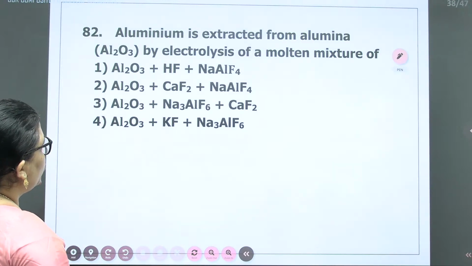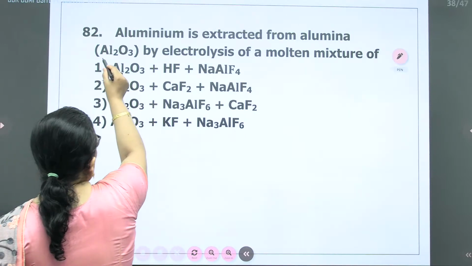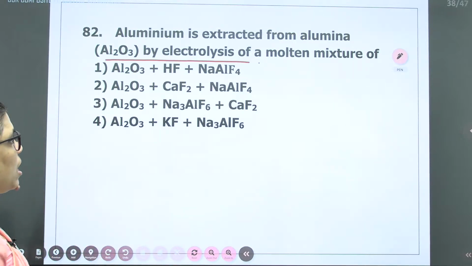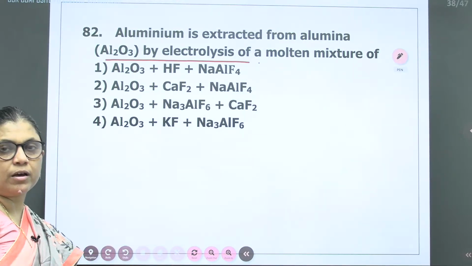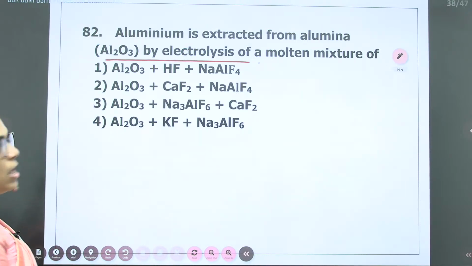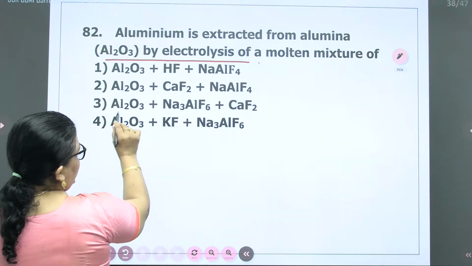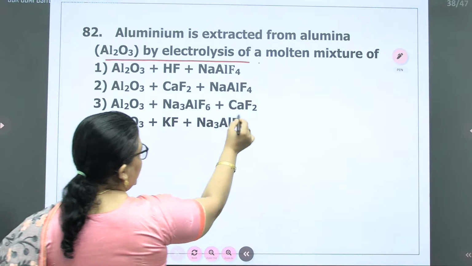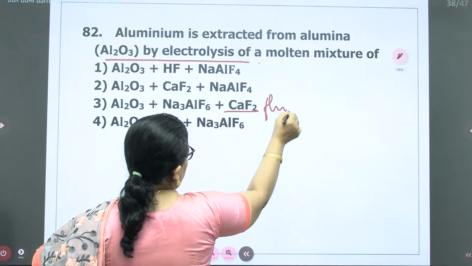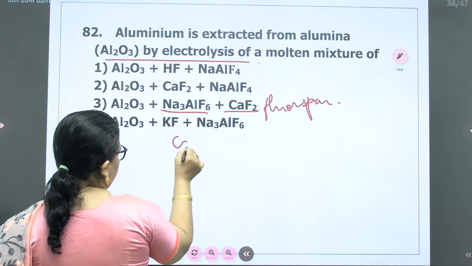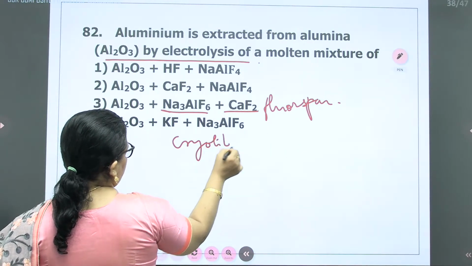Question number 82. Aluminium can be extracted from alumina by the electrolytic method. Already we said that the Hall-Héroult process is the method by which we extract aluminium from alumina. Here we are going to use alumina along with cryolite and fluorspar. This is cryolite. Alumina.